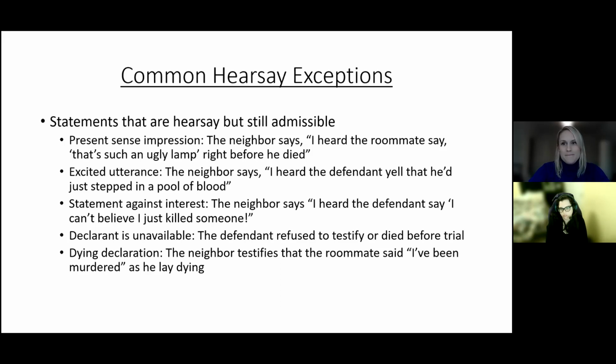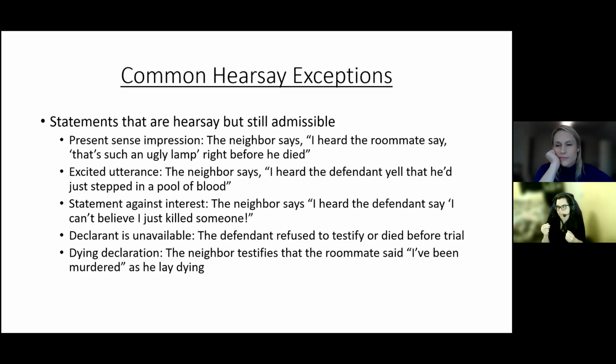Excited utterance. This is one that I feel like I've seen a lot of times. Let me read the rule, because an excited utterance is a statement relating to a startling event or condition made while the declarant was under the stress of excitement that it caused. So for example, if someone was assaulted in some way and that person is crying, and Stacy's the witness, Stacy can say, well, I heard her say X, Y, Z.